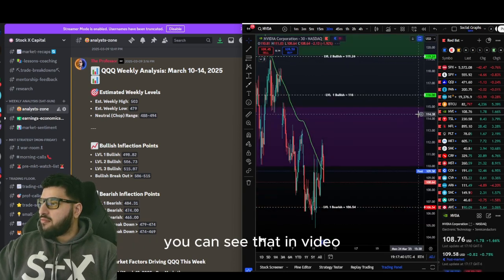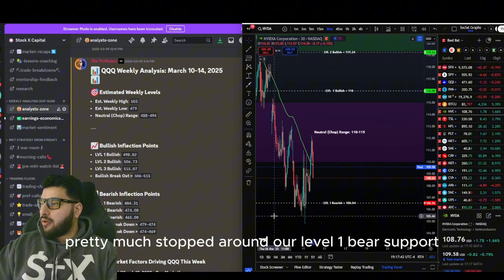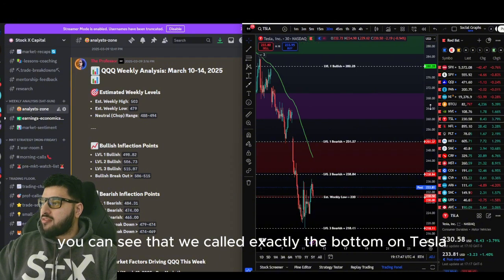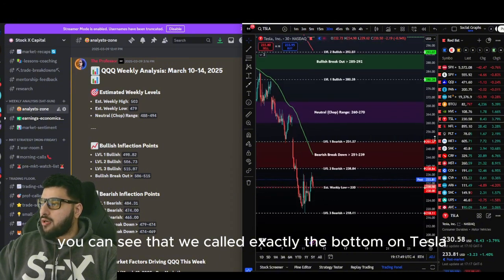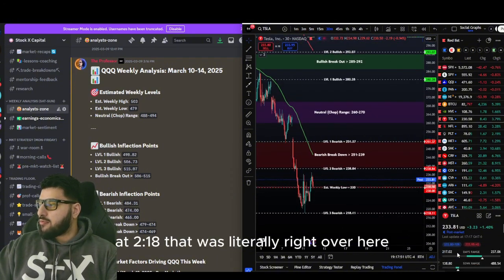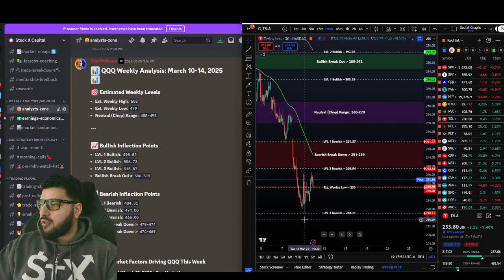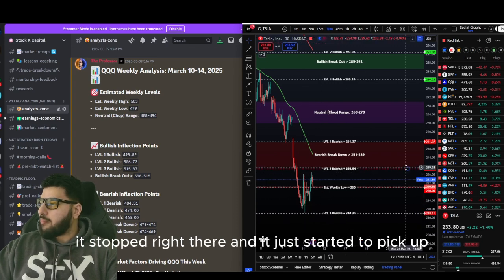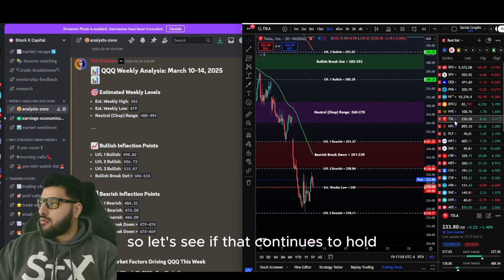You can see that Nvidia pretty much stopped around our level 1 bearish support and went into the chop range. You can see that we called exactly the bottom on Tesla at 218. That was literally right over here. It stopped right there and it just started to pick up. So let's see if that continues to hold.